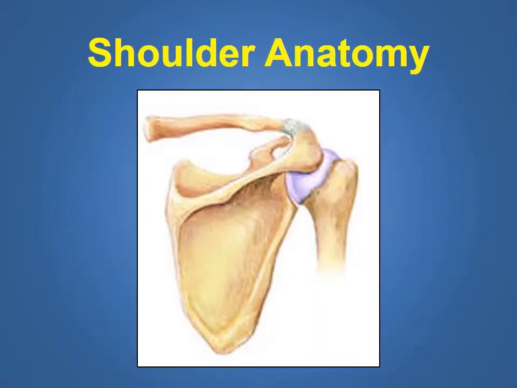If you view the shoulder blade from behind, you can see a ridge of bone coming off of the shoulder blade that passes over the top of the ball and meets up with the collarbone in front.